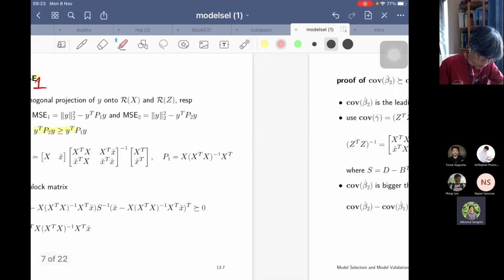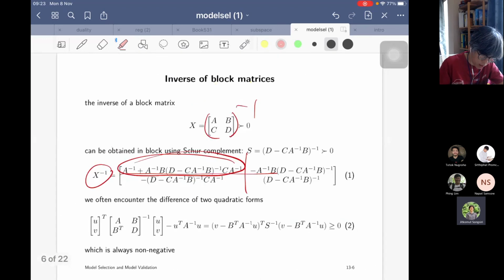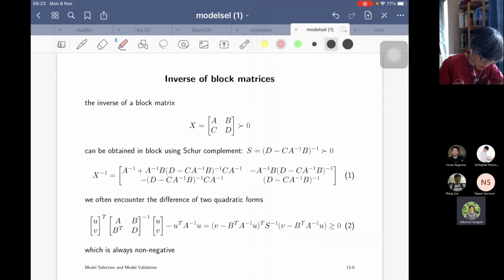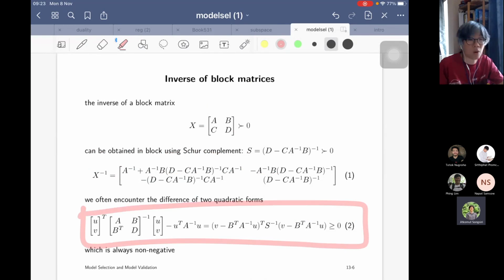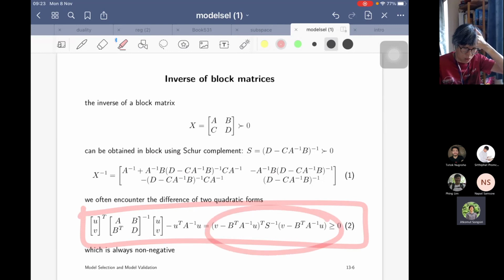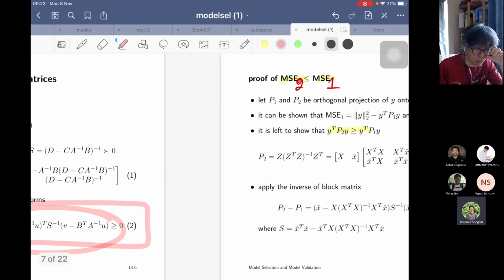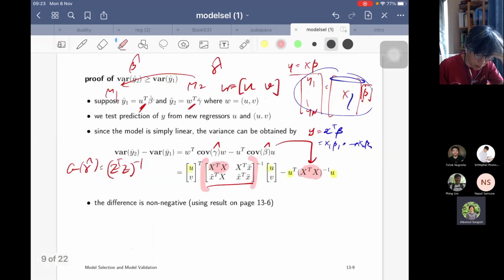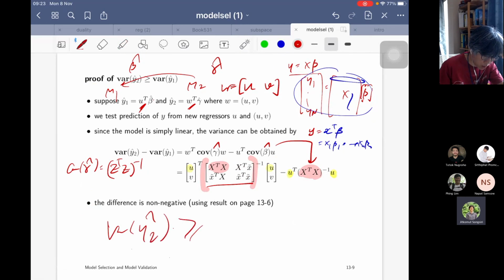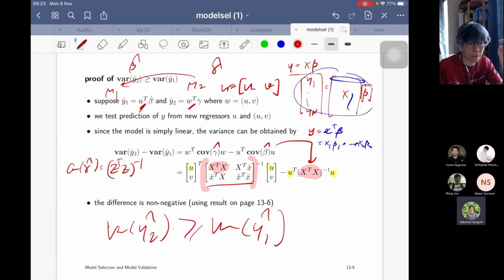So if you compare to the results here, it fit the same form. And the result of the subtraction, as we see on this slide, is always non-negative. Okay, non-negative, which means the variance of y2 hat is bigger than the variance of y1 hat. All right, that concludes the result.